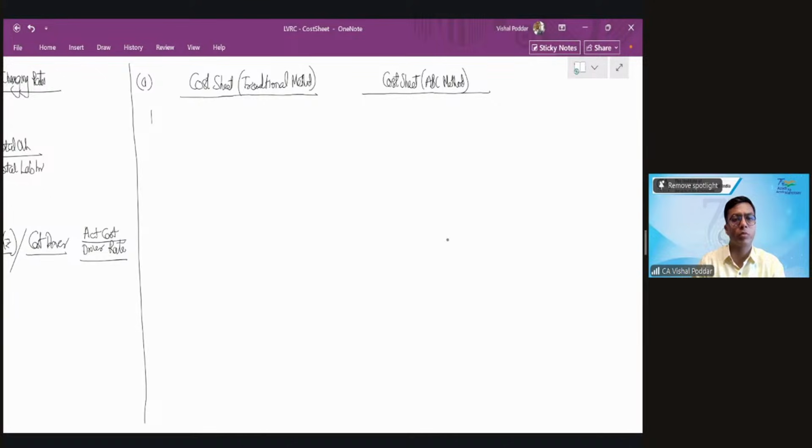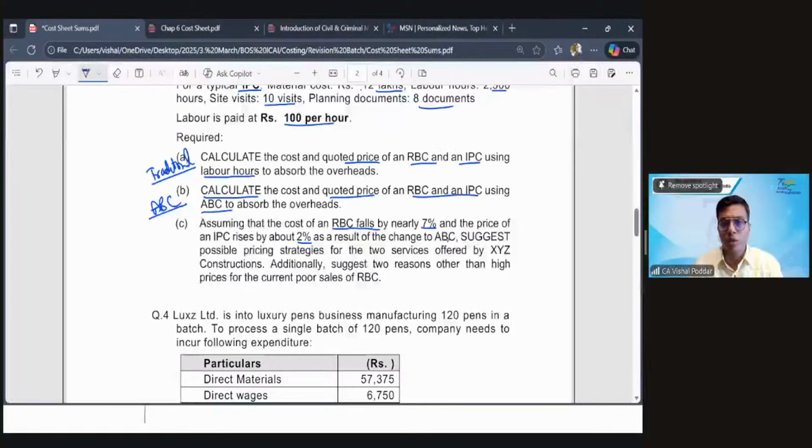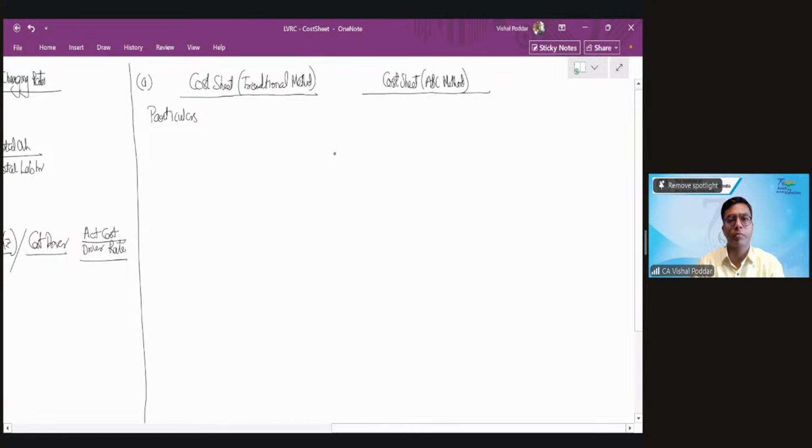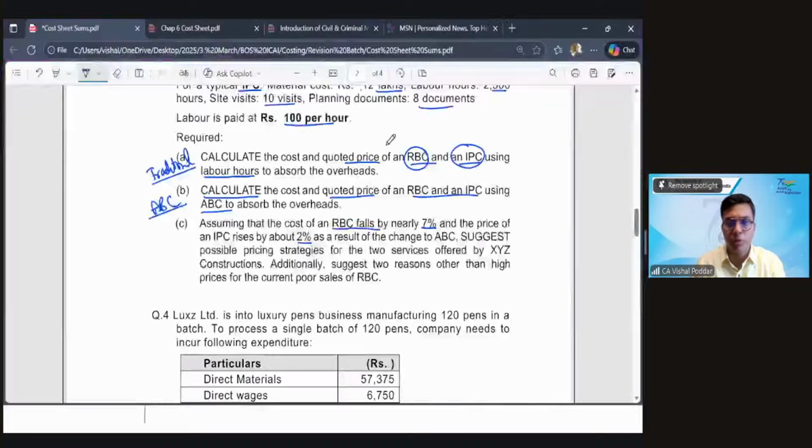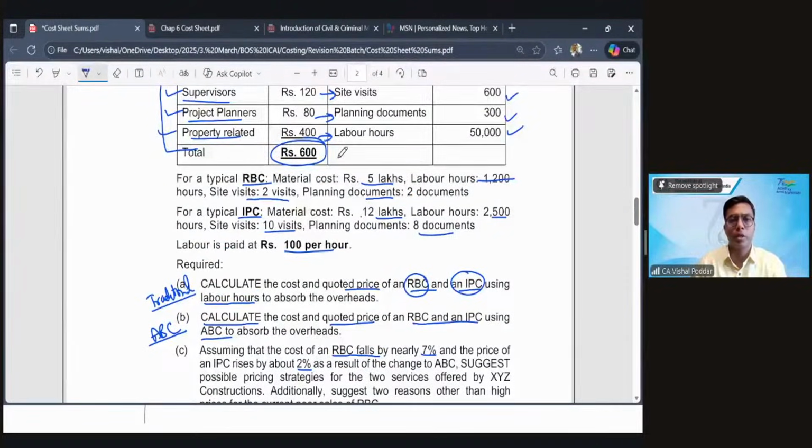Now here, what is our cost sheet format? It is particulars and then our two projects. So what are the names? RBC and IPC. Similarly here, particulars and our two projects. So the costs given are material cost, labor cost.